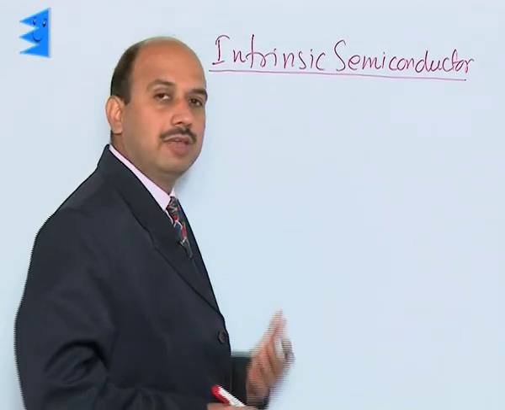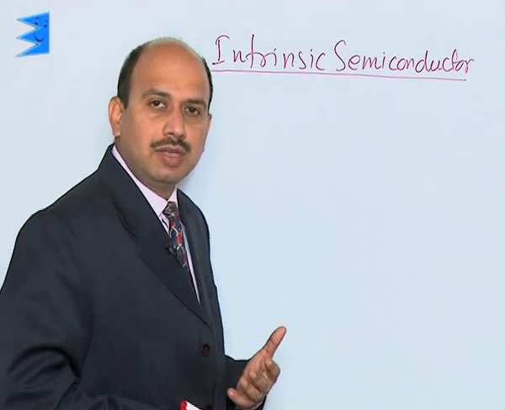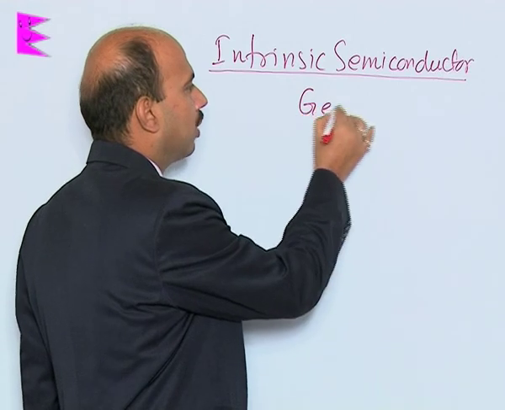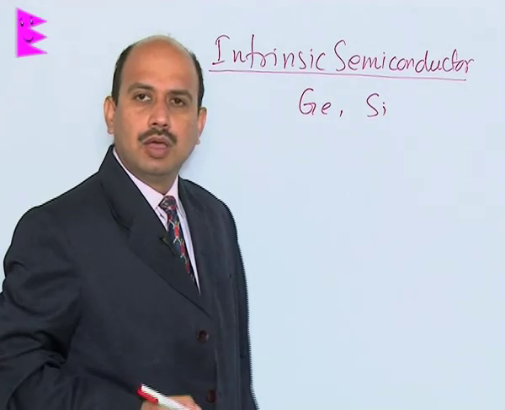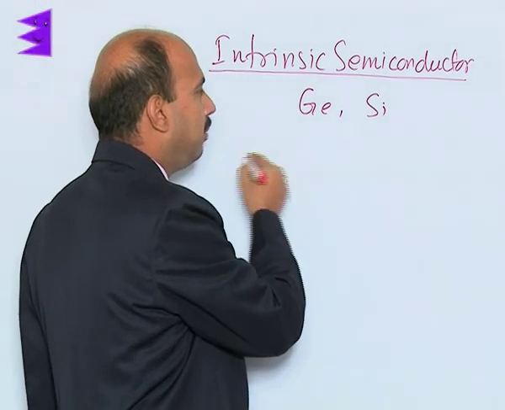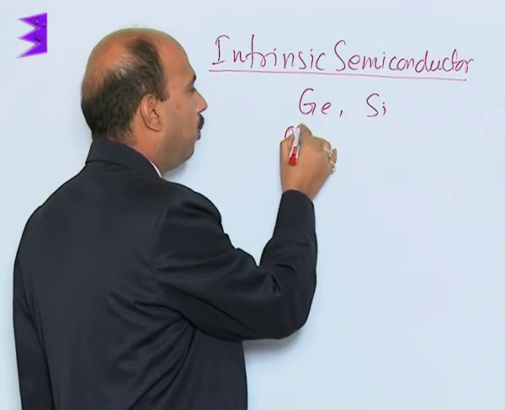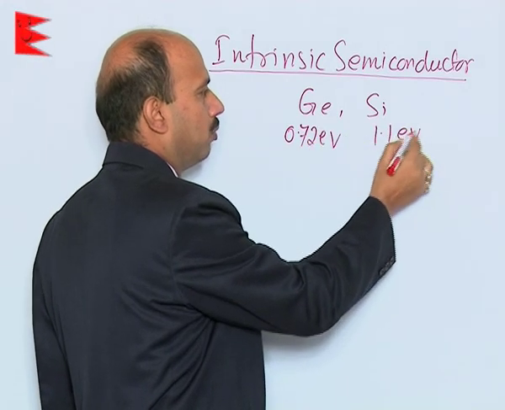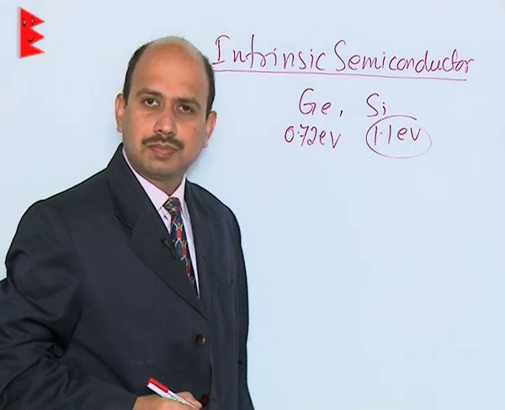Now see here, intrinsic semiconductors. You know, intrinsic semiconductors are pure elemental semiconductors like germanium or silicon. For germanium, the energy band gap is around 0.72 electron volt, and for silicon it is 1.1 electron volt. This is the forbidden energy gap.